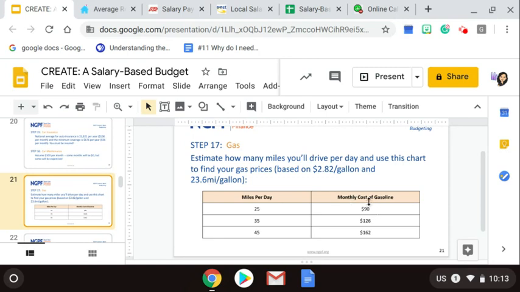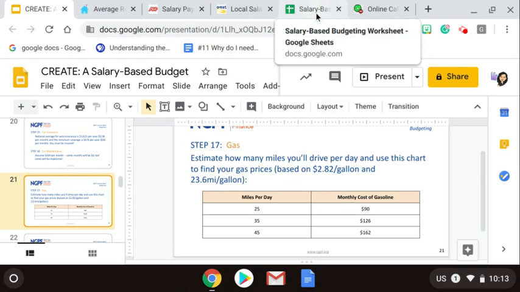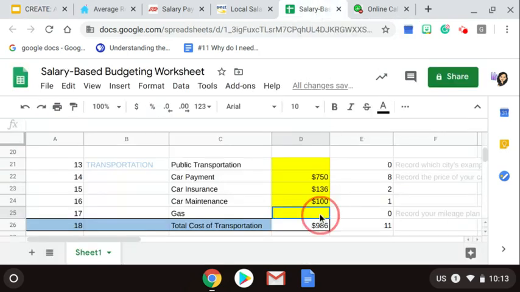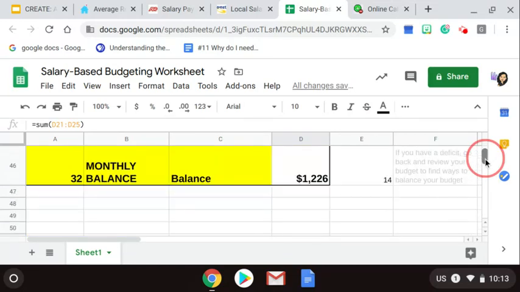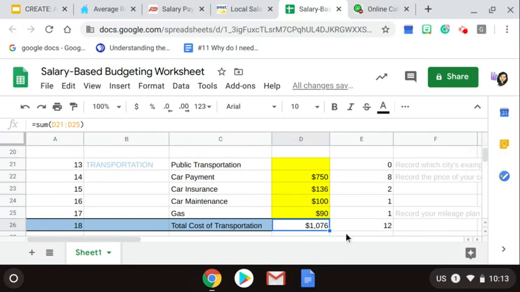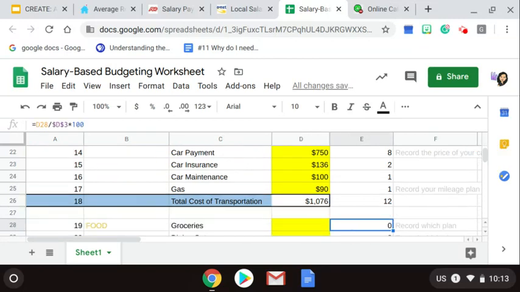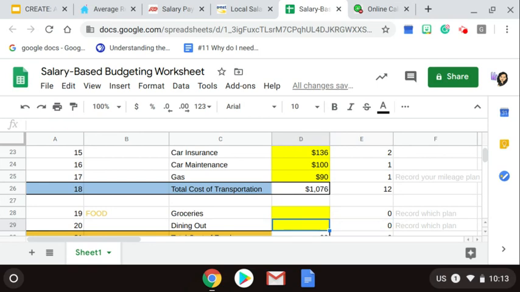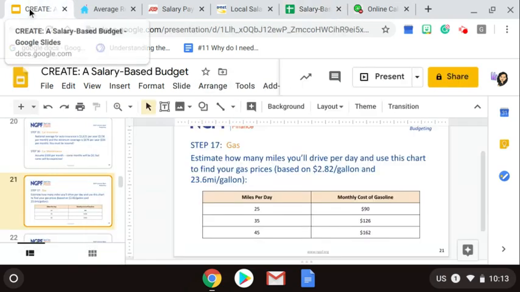Okay, so let's see here, $90. Well, you guys see me drive my old Sienna. I would say it's like $90, and I live very close to school, so okay. All right, so just in transportation, it's $1,000. All right, now let's go on to step 19, food. Yay. Okay, let's go to food, my favorite.